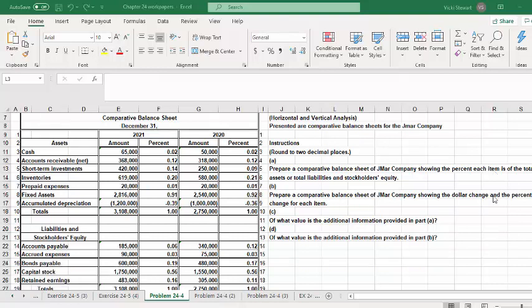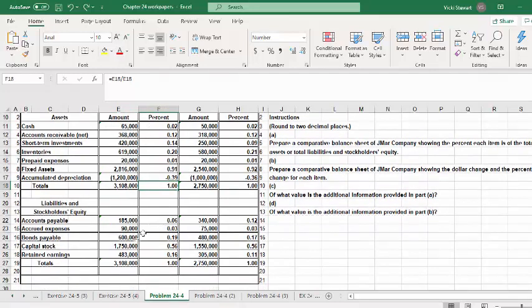So at the top of the spreadsheet, I have the common size or vertical analysis that is required in Part A. To calculate this, I have my spreadsheet taking the amounts for each of the individual assets and dividing those by the total assets, and in the bottom, each of the individual liability and stockholders' equity accounts divided by the total of the liabilities and stockholders' equity.